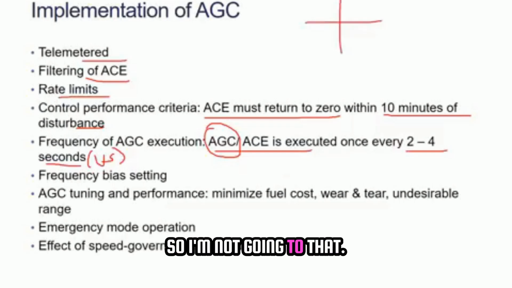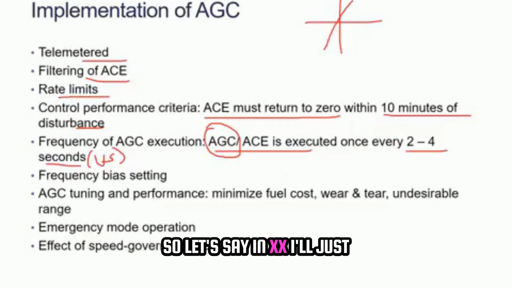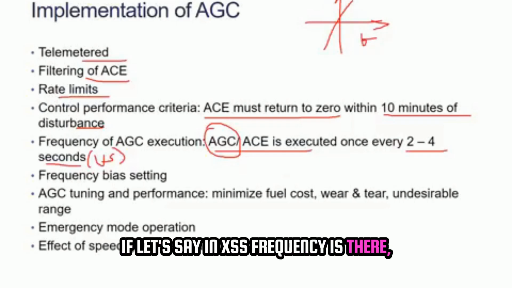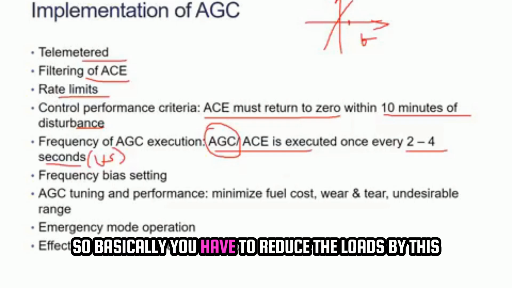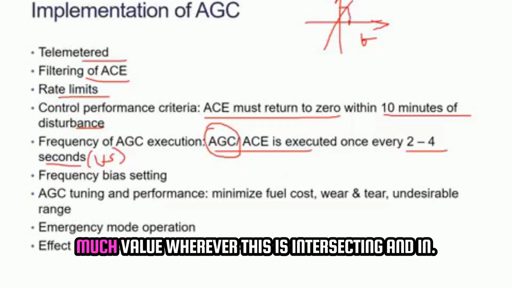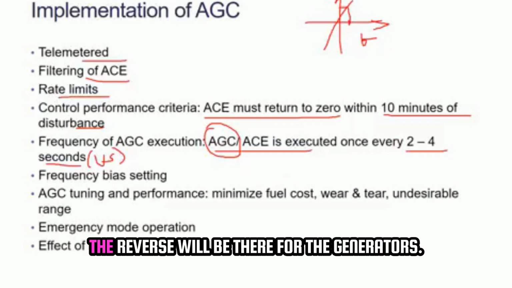I'm not going into that, as it is a bit confusing. Let me just quickly give you a brief idea. Let's say frequency is on the x-axis and power is on the y-axis. If frequency is increasing, you have to reduce the loads by this much value, wherever this is intersecting, and the reverse will be there for the generators.